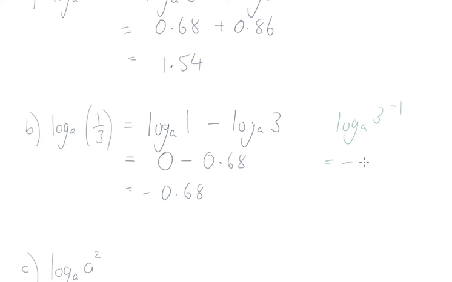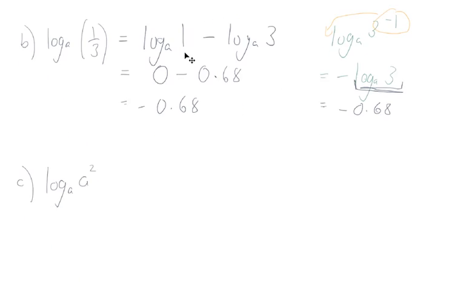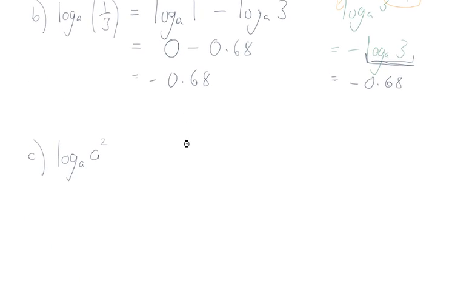Doing it this way in the green over here, I'll just do it quickly. This is equal to minus log base a of 3, because that power, the minus 1, comes out the front, which makes it just a minus out the front. Then, again, minus log base a of 3 is given to us in our question, that's 0.68. Minus 0.68. Look at that, same answer, different working. Nothing wrong with that at all.